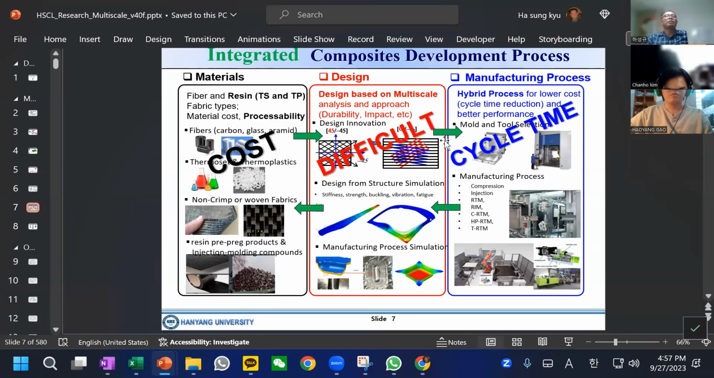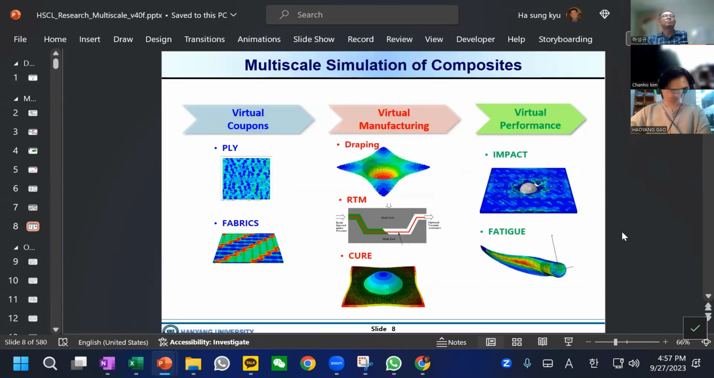But again, as an engineer, you should make yourself strong. You need to understand material, design, and manufacturing. Open yourself to them, and then combine them. You're going to be very unique. A lot of companies will welcome you. Trust me on that. Anyhow, I already mentioned the multi-scale simulation of composites a little bit.